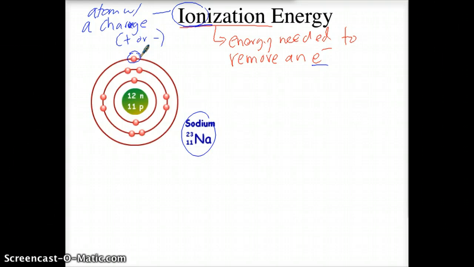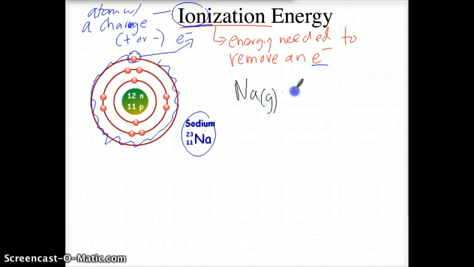But we know that in order for this atom to satisfy the octet rule, in order to have a full valence shell, it wants to get rid of this electron, remove it. Because then this third energy level will no longer have any electrons in it, and it will now have a full satisfied valence shell.